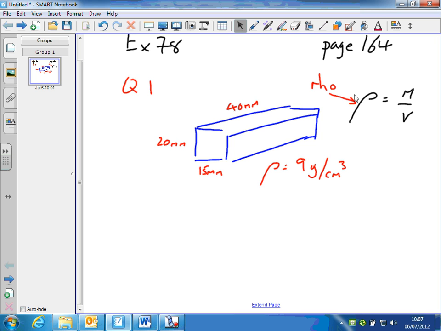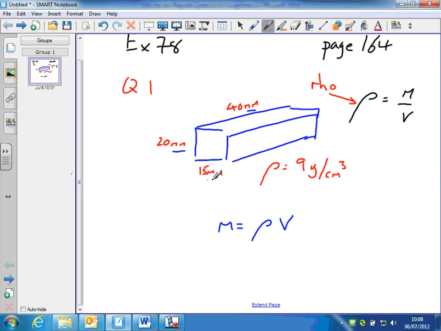If I rearrange this formula for the mass, I get that the mass is density times volume. So we have to multiply the density by the volume, and if you look, the density is grams per centimetre cubed. So the key thing is this centimetres cubed. That means I need the volume to be in centimetres cubed, and at the moment the volume is in millimetres.